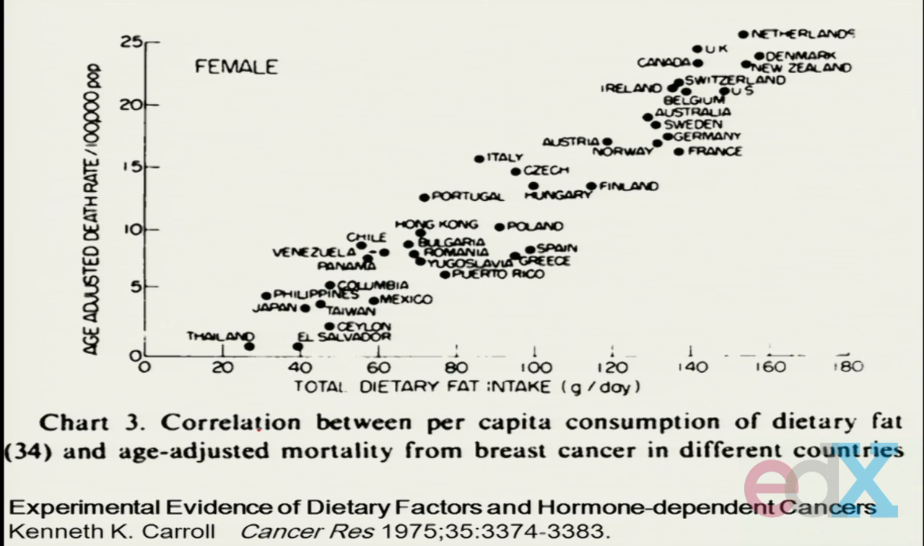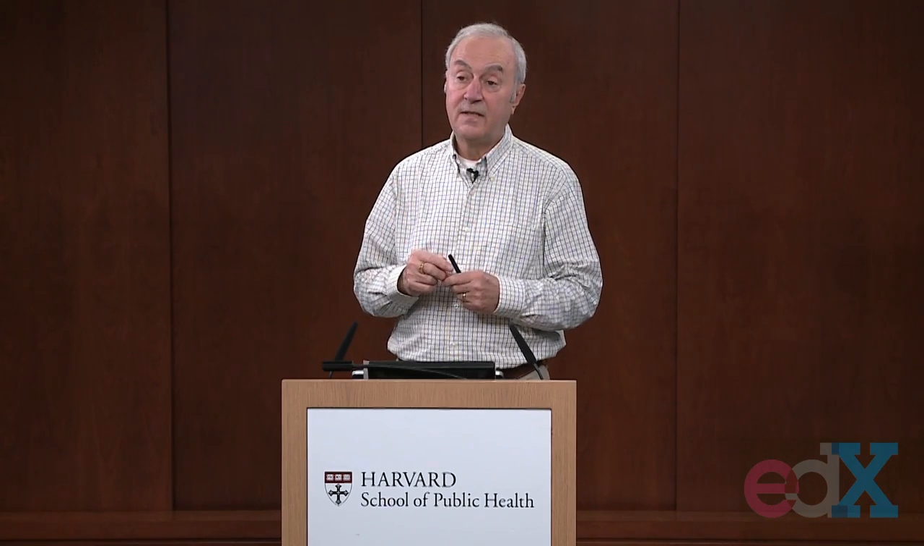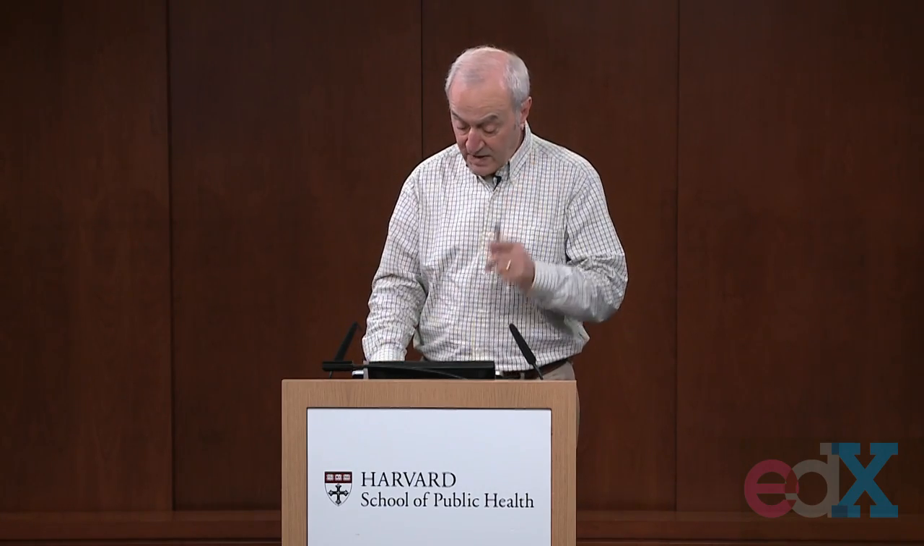Now, here's another example of an ecological study, and this is showing the per capita consumption of dietary fat and age-adjusted mortality from breast cancer in different countries. And we see a wonderful, wonderful correlation, but it's not telling us anything about the individuals. It's telling us on the aggregate level, and the aggregate correlation is going to be higher. We need further study to go into this. Now, once again, that's not to say that if there is correlation, there might not be causality there too.